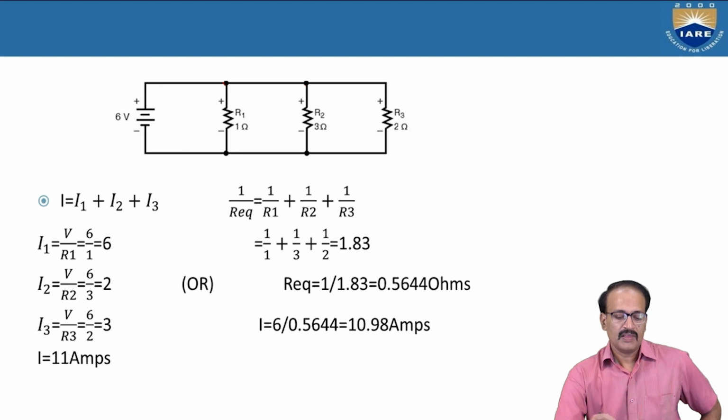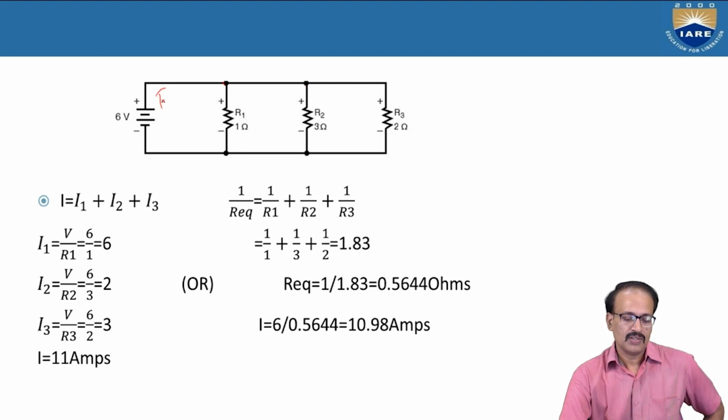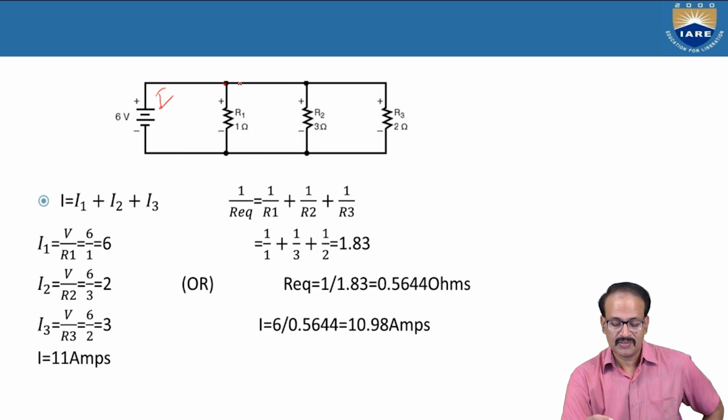From the source, the current I starts at this node. It finds two ways, so some will go towards this, that is 1 ampere, and the remaining went here. And again it has split into two parts here.